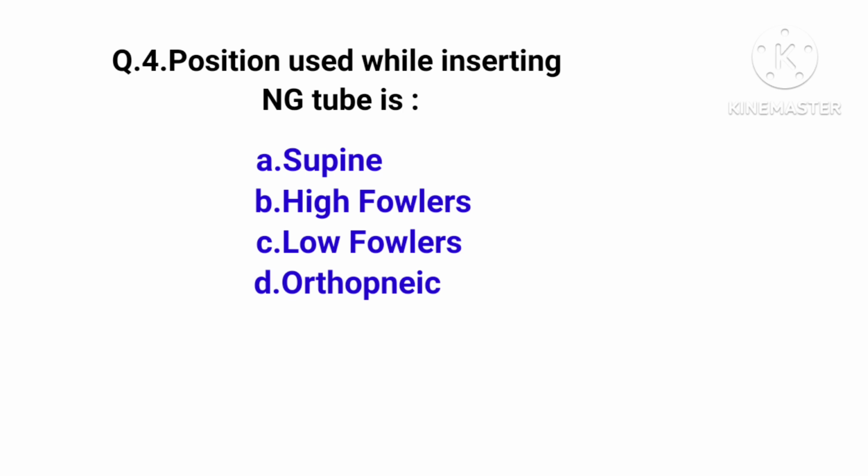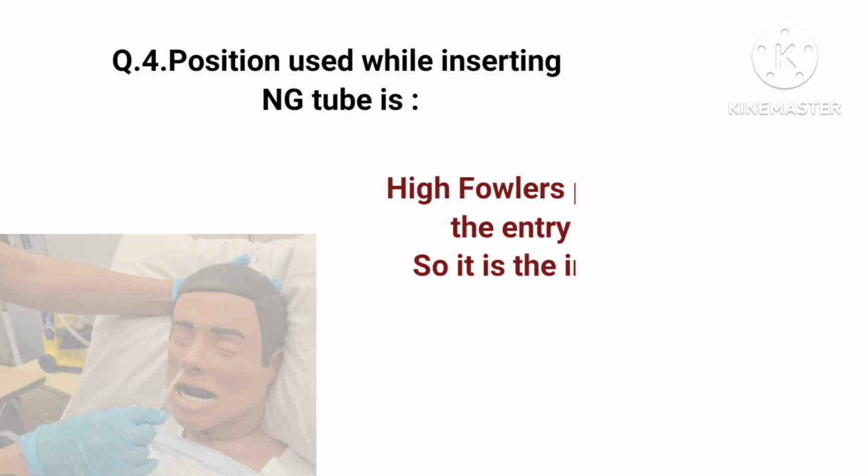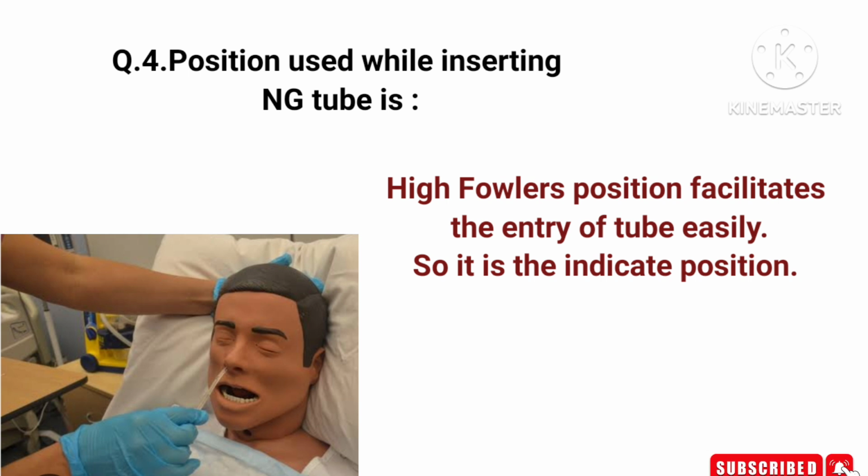Question number 4. Position used while inserting NG tube or nasogastric tube is supine, high Fowler, low Fowler's or orthopneic. And here option B, high Fowler position is the right answer. High Fowler's position facilitates the entry of tube easily, so it is the indicated position.